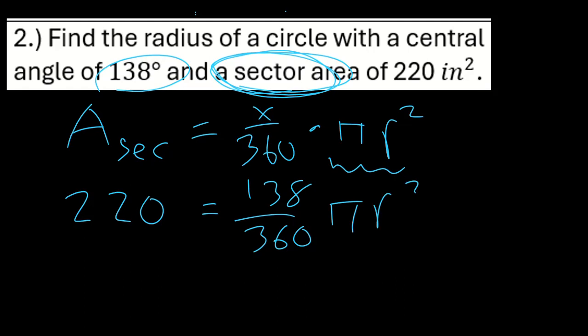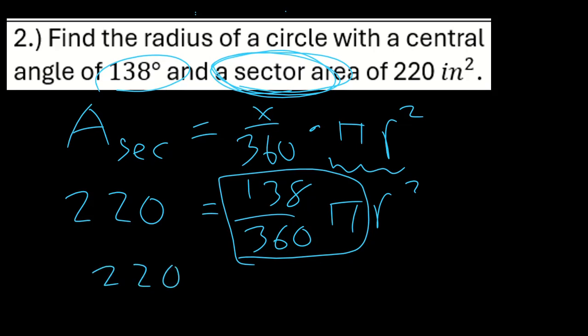Now here, same as in the previous page, what I'll do is I'll take all of this and I'm just going to go ahead and simplify. So I go to my big yellow calculator and I'll do 138 over 360 times pi. And this gives me 220 is equal to 1.204 radius squared.